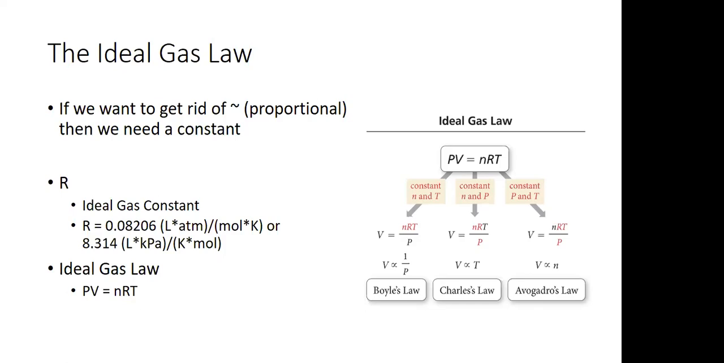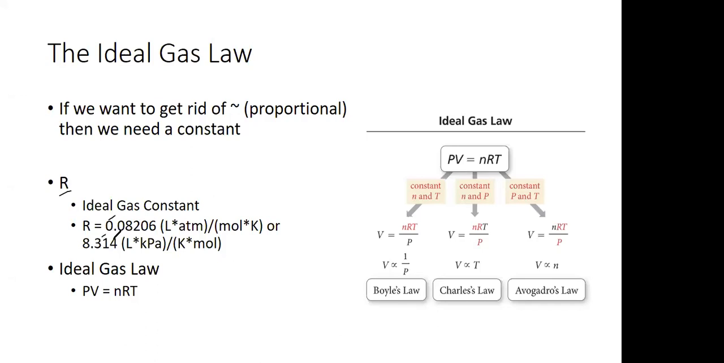Now, the ideal gas law: PV equals nRT. Pressure times volume equals the number of moles, n, times R, which is a constant, times T, temperature. There are a lot of different constants for R, and I'm just giving you two here. So you don't have to memorize R. R I'll always give to you.